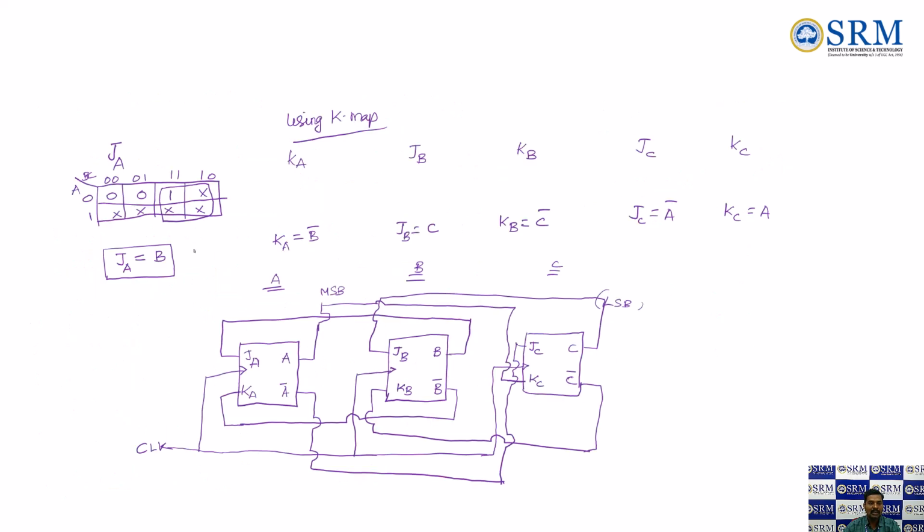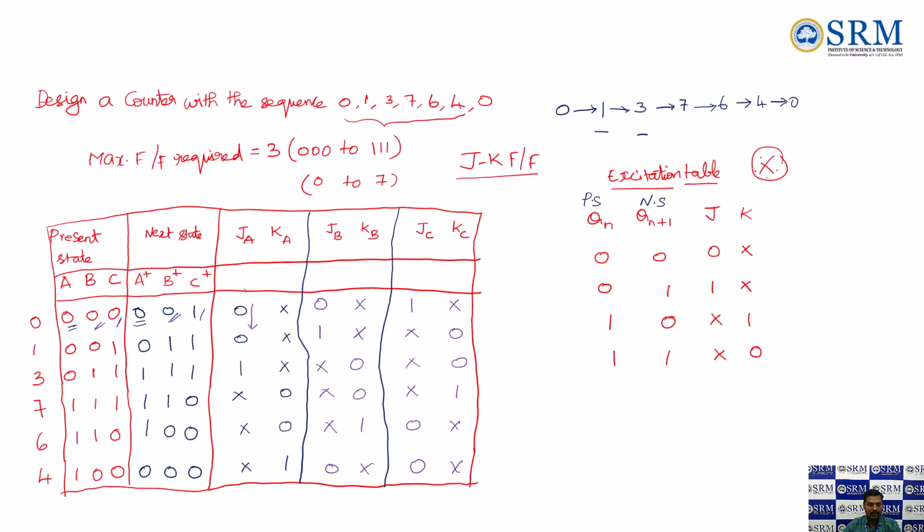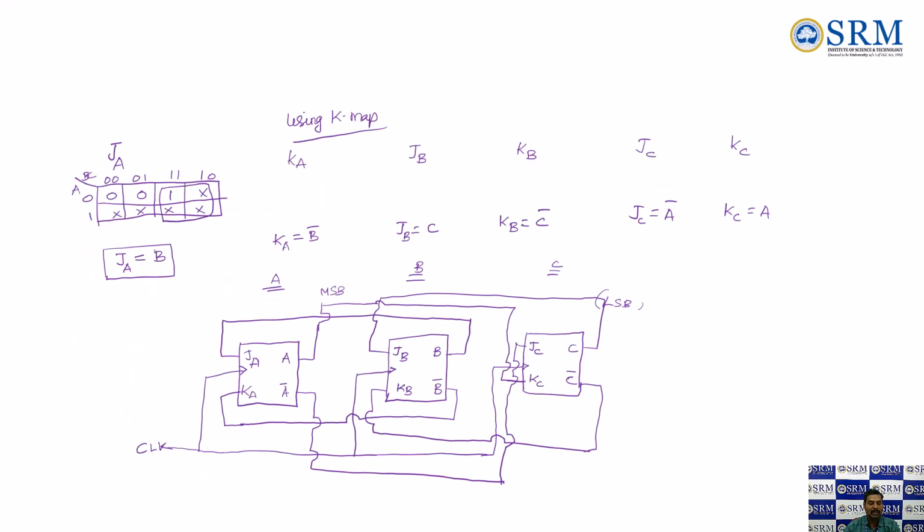next we are going to analyze the K-map. Using the K-map, first we have to find JA, then KA, JB, KB, JC and KC. After obtaining the expressions for JA, KA, JB, KB and JC, KC, you simply draw the flip-flops first.